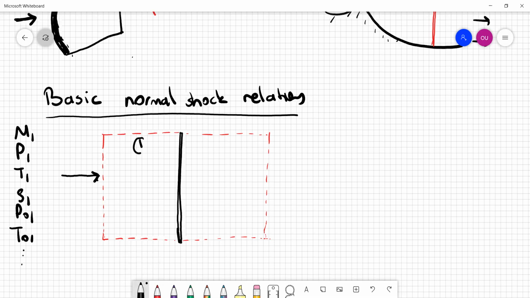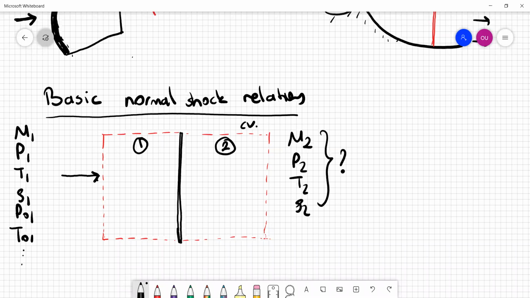We have our first state, I must say, before the shock wave, and the second state after the shock wave. So this is our control volume with its control surfaces and all that. We assume that the conditions ahead of the shock wave, upstream of the shock wave, are given. We are interested in calculating all the other properties after the shock wave. So these equations are related to that.